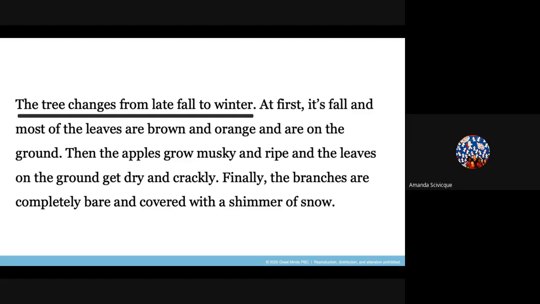When you write about change in a story, you must include evidence from the beginning, middle, and end of the story. As writers, we can use linking words that signal to the reader that we are including evidence from the beginning, middle, and end of the story. When we read the linking phrase, at first, we know we are reading about the beginning of the book. Circle at first on your handout.